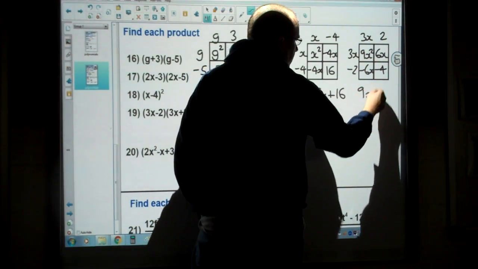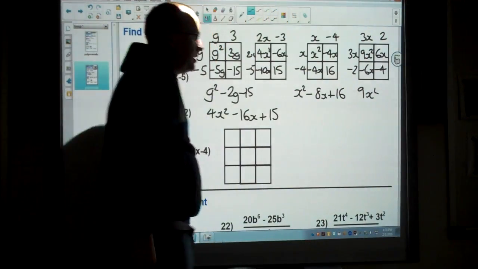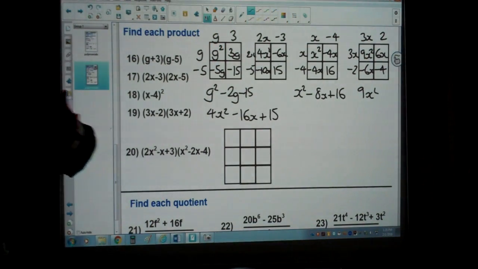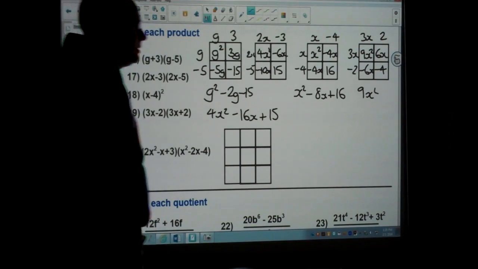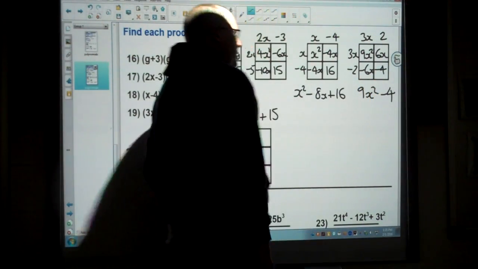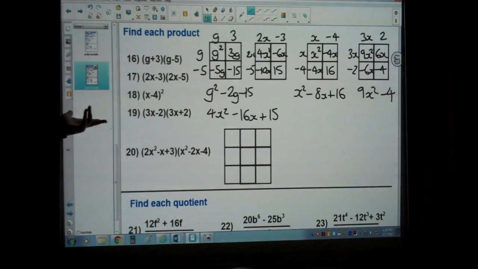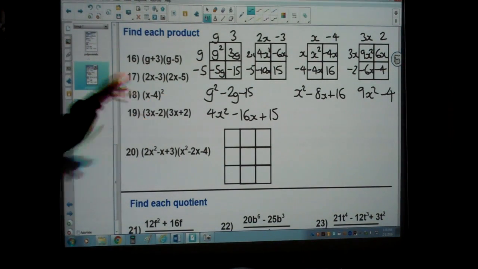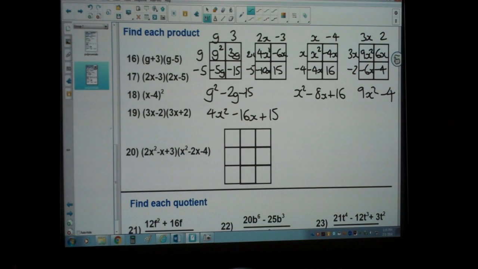The reason this is a special question is, notice the middle two terms, 6x take away 6x. It's going to cancel because it's going to give us 0x, which we're not going to write down. So the answer is just 9x squared minus 4. Whenever you have those two terms that are identical, but one's a positive and one's a negative, that middle term's always going to cancel out.